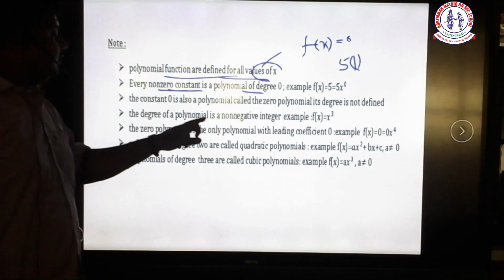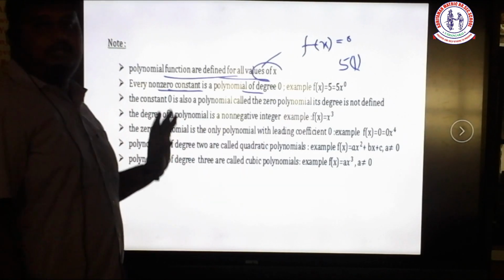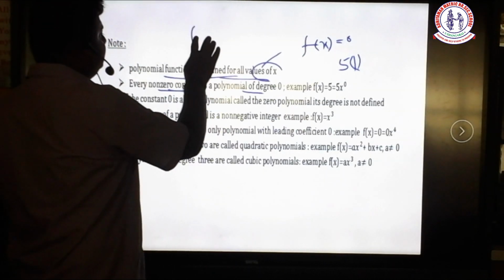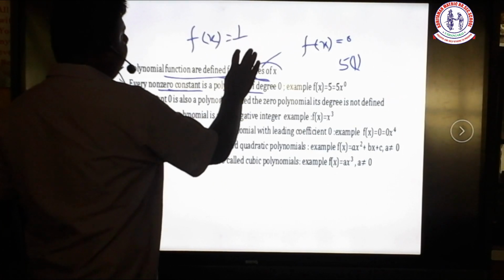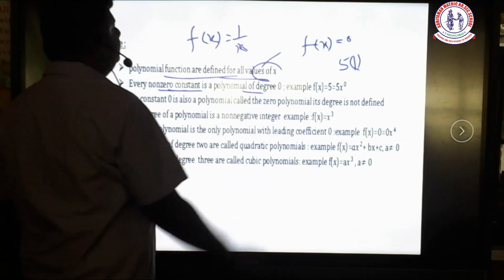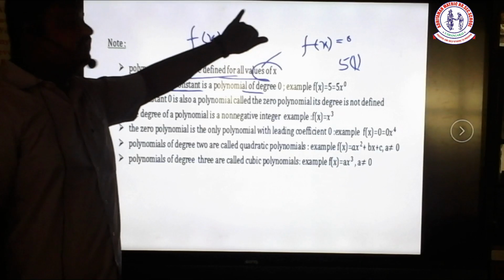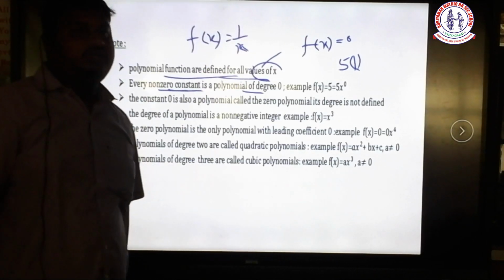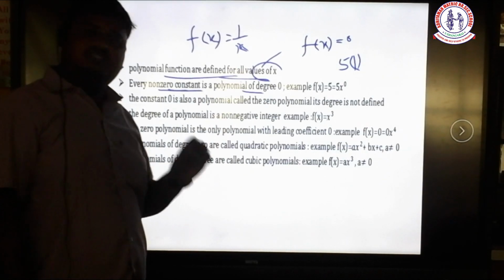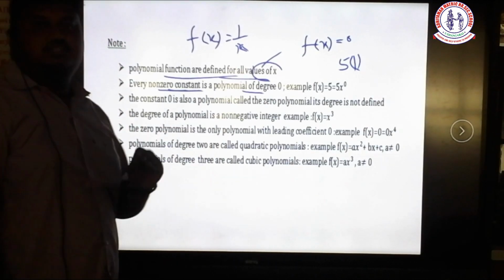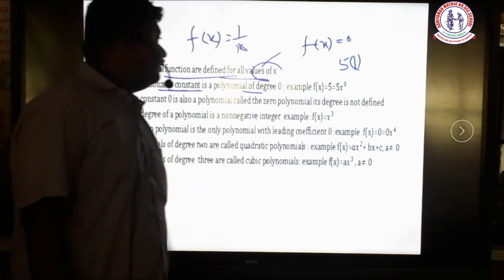Next, the degree of a polynomial is a non-negative integer. In the introduction class, I told you the power should be a non-negative integer. Suppose you write f of x is equal to 1 by x. It is not a polynomial, because if you write x power minus 1, the power is negative. In a polynomial, the power should be a non-negative integer. Power 0 is allowed, because non-negative integer means 0 is also applicable. For example, f of x is equal to x cube.